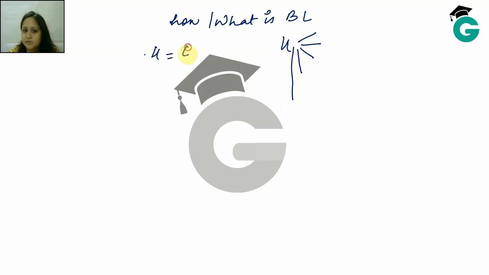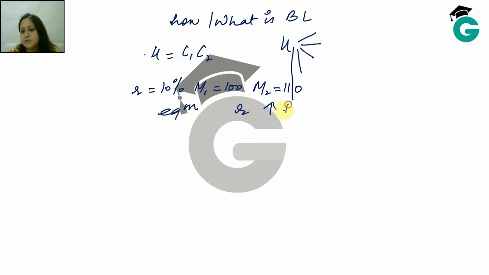Let's say U is equal to C1 C2, where C1, C2 are the two goods, which means this is a Cobb Douglas. हमारे को given है that rate of interest is 10%, M1 is 100 and M2 is 110. You're supposed to find out the equilibrium. And what happens when rate of interest increases to 20%?